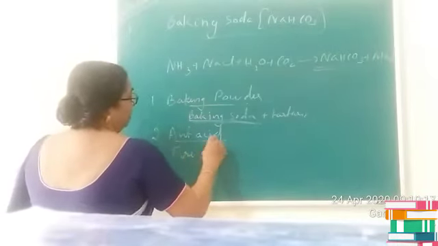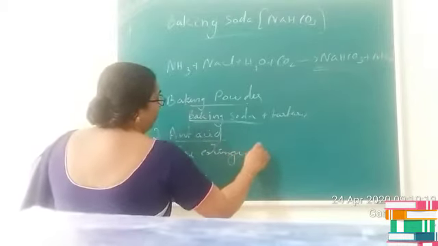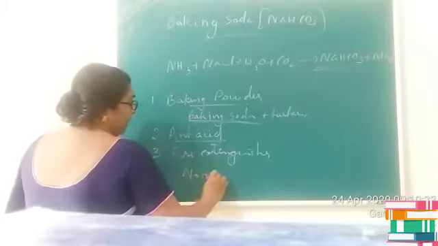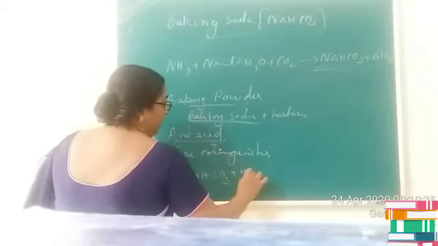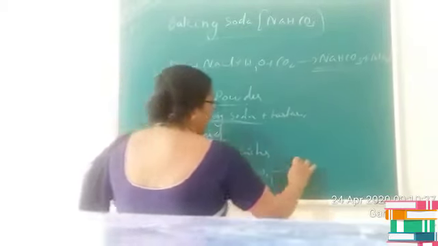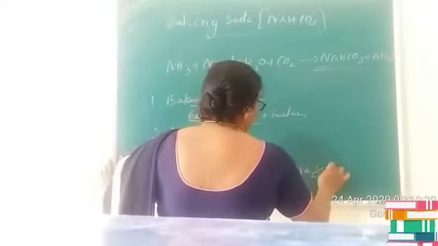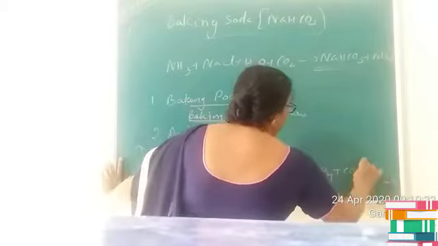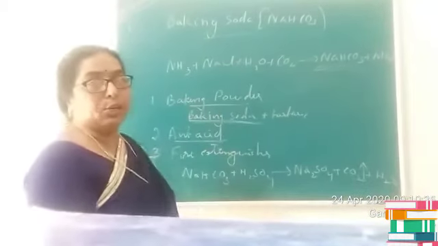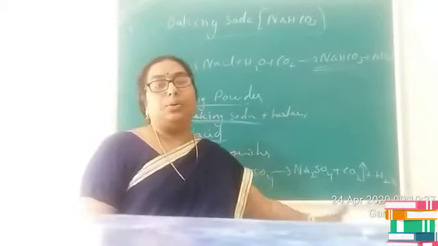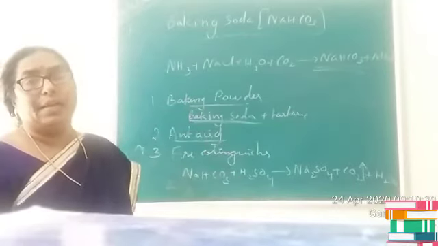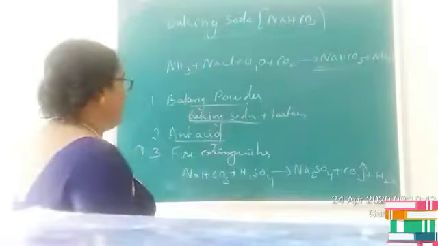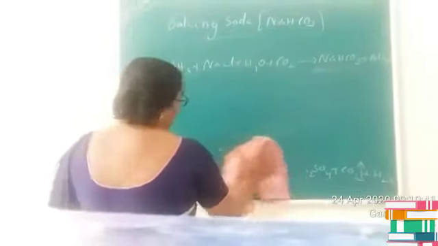Third one, we can say that it is used in fire extinguisher. Sodium bicarbonate can be used in fire extinguisher. Sodium bicarbonate reacts with a mineral acid like sulfuric acid, producing sodium sulfate, carbon dioxide and water. Carbon dioxide, you know, has the property of extinguishing fire. So we can use sodium bicarbonate in fire extinguisher also.